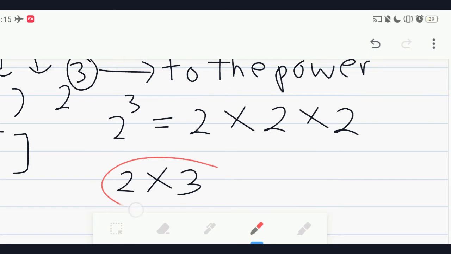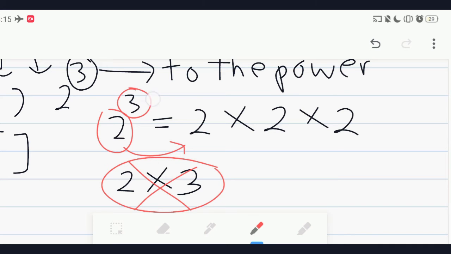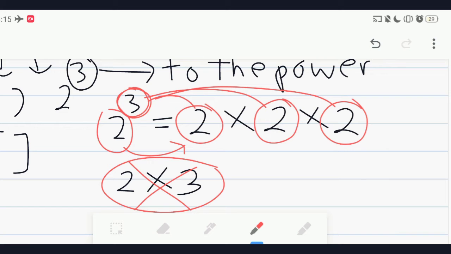So you have to remember, 2 to the power of 3 does not mean 2 times 3, but it means 2 times 2 times 2, because 2 is the main number, while 3 is the number of the numbers, the total. Because this one is 3, it means there are three 2s here, okay?